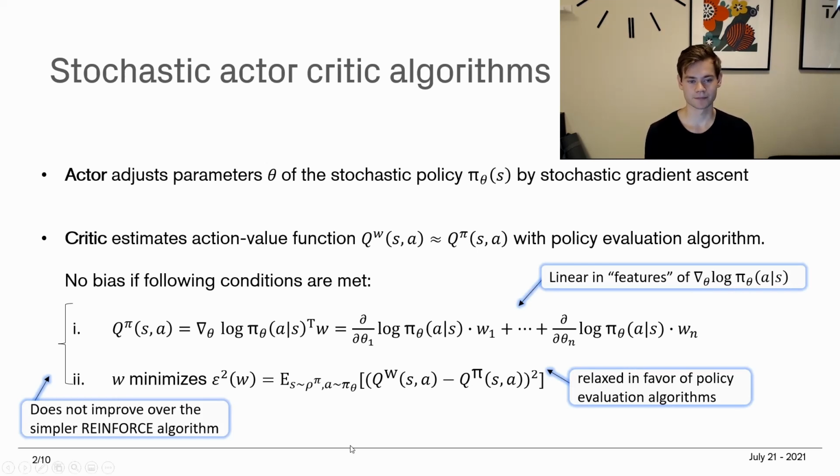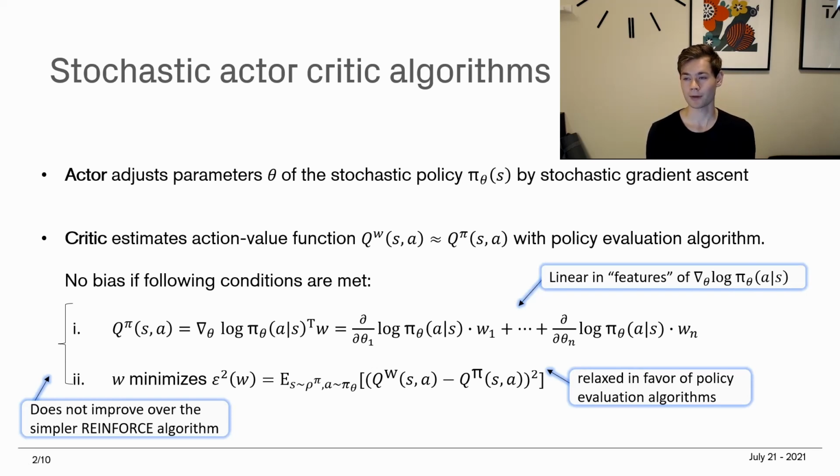The job of the critic is then to estimate the action value function, and this is not the true action value function, but an estimate of it, a parameterized estimate. So Q with parameter vector w of S, A is an approximation of the true Q value function that we have for the policy pi. And because we make an approximation here, there's normally a bias associated with this. So Q won't be a perfect reflection of Q pi, of course.